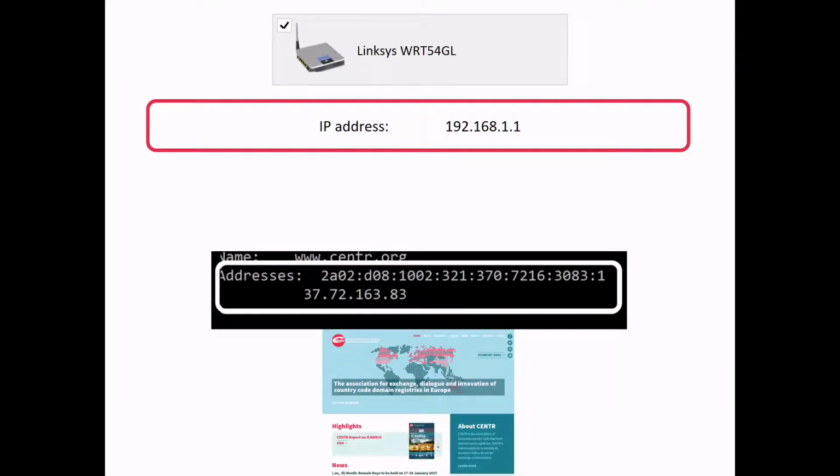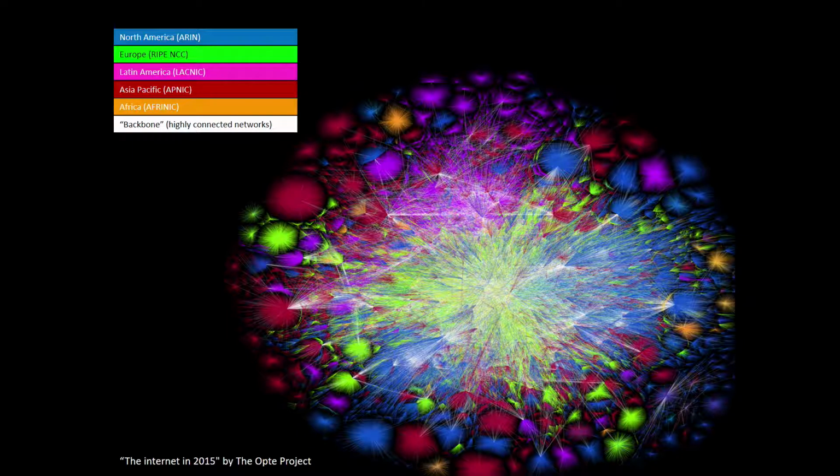So now we have two things. We have the IP address of our laptop, which we found by the properties. We have the IP address of the website, which we found through an NSLOOKUP. And we're going to see how both connect to each other. So this is the highest level possible visualization of what the internet looks like. It's a network of networks.